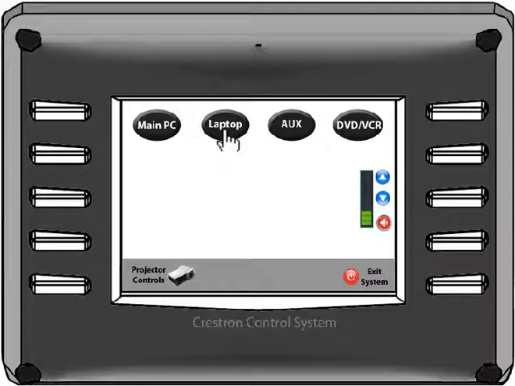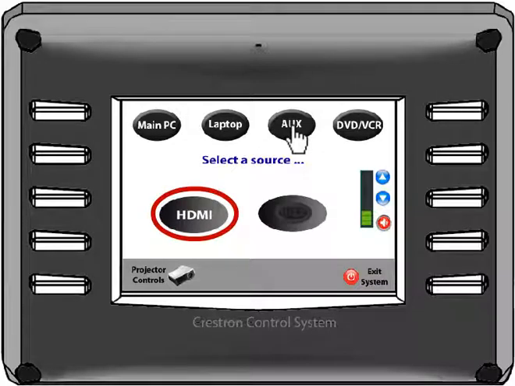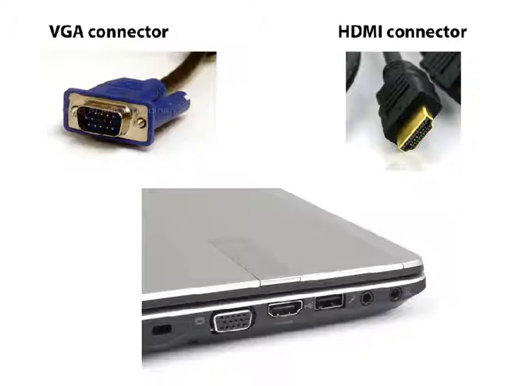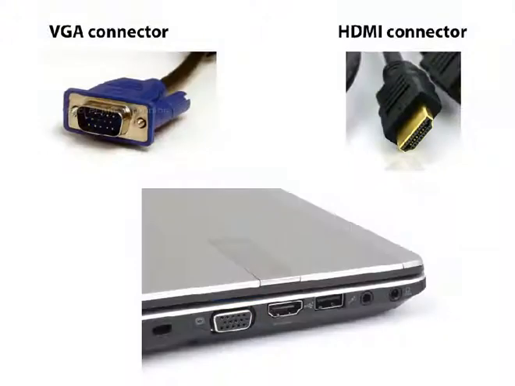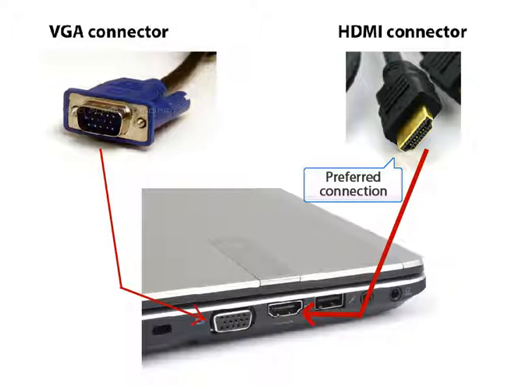In case you don't see HDMI icon on the touchscreen when pressing laptop, press this button, Auxiliary, and then select HDMI. For Windows laptop, whether you use HDMI or VGA, simply use the connector located near the touchscreen and connect it to your laptop.